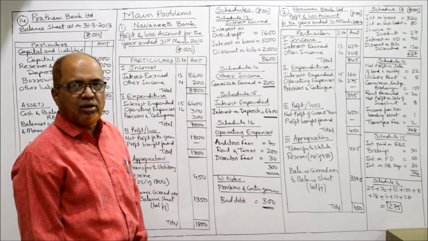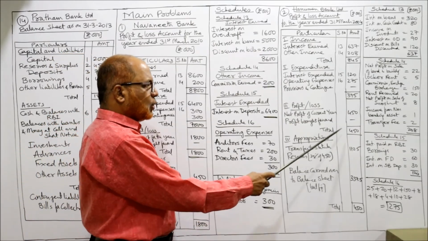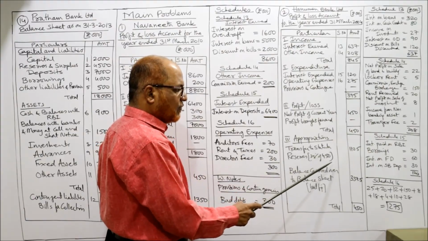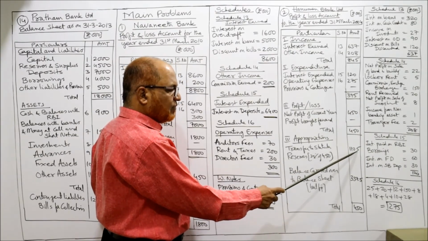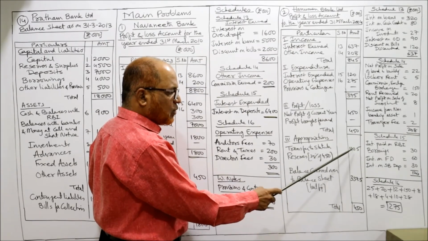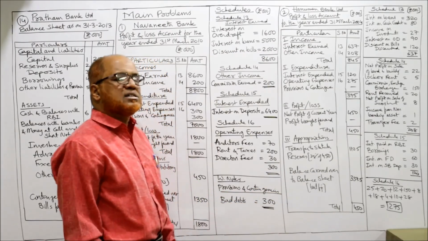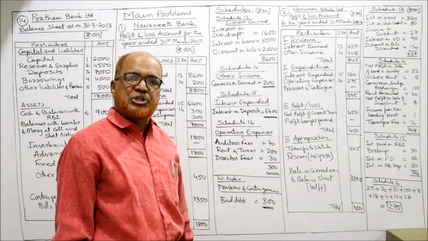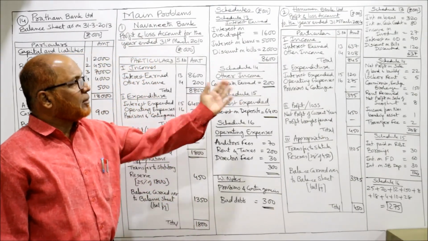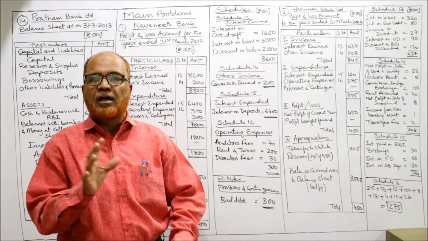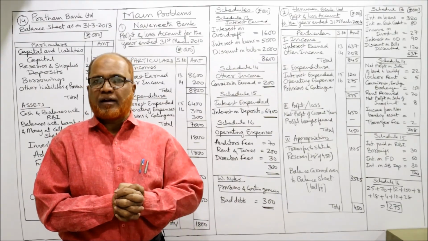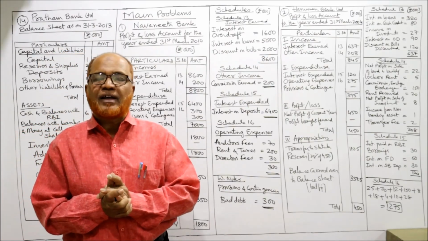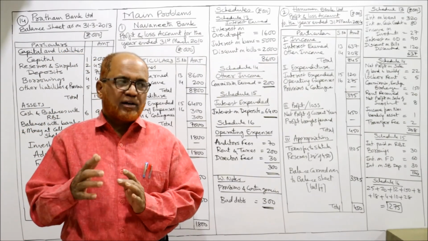No profit brought forward. Then total. Then transfer to statutory reserve, 25% of 450. You will get 112.5. So subtract 112.5 from 450. 337.5 is the balance carried over to the balance sheet. That's all. So we have completed two main problems on preparing the profit and loss account of a bank. Hope you got a grip on this chapter, final accounts of banks. We'll continue in the next video.